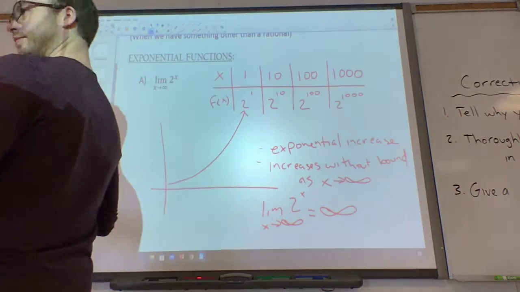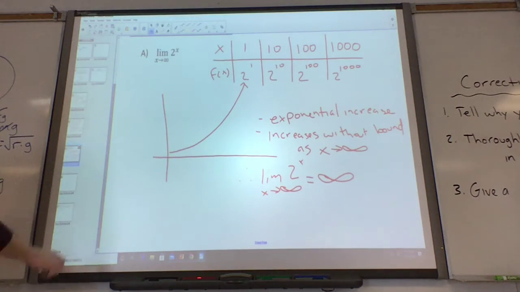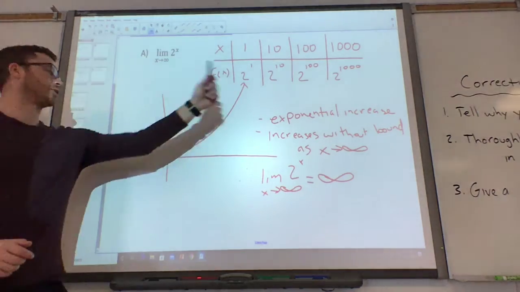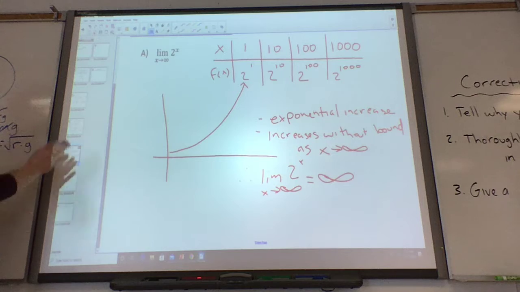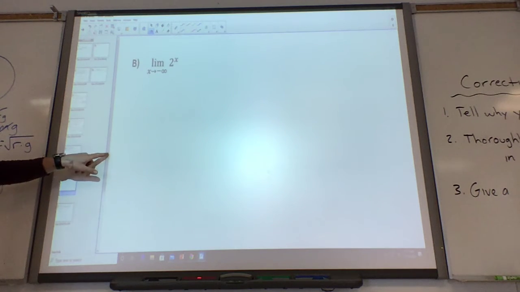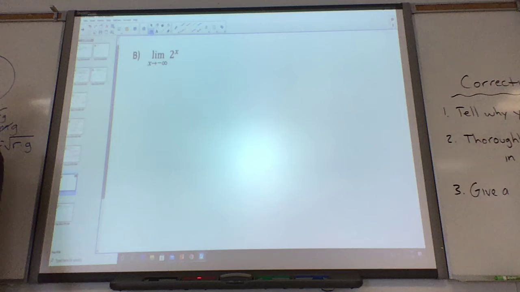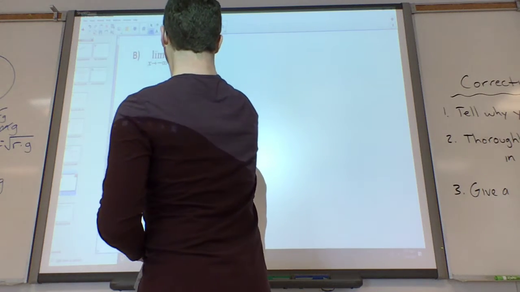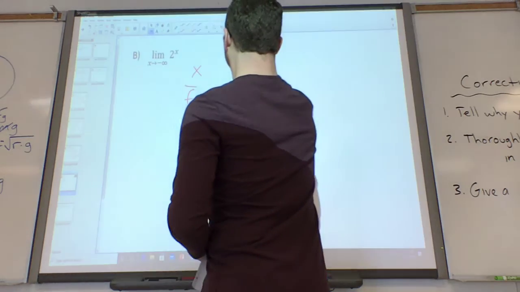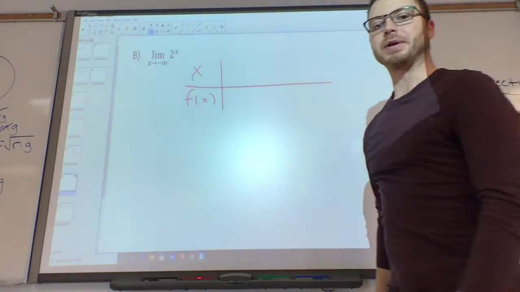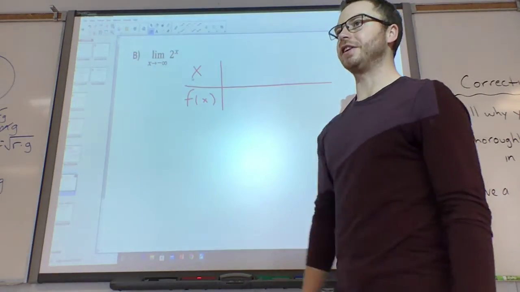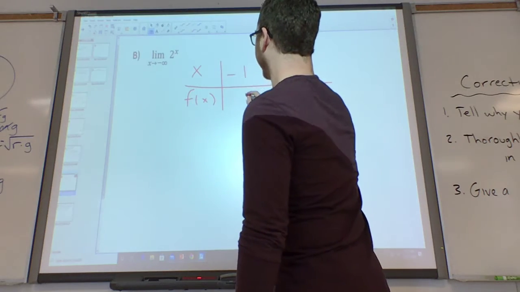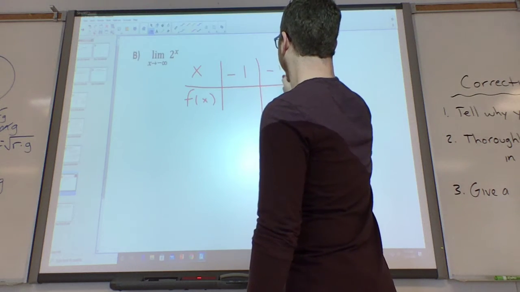All good? Okay, so that is when we look at it from 0 going to positive infinity. Now we're going to look at that same function, except we're approaching negative infinity this time. Same thing, we're going to use a table of values, so x and f of x. But because we are going to negative infinity, we're going to start on the negative side, and same thing, just get progressively larger.